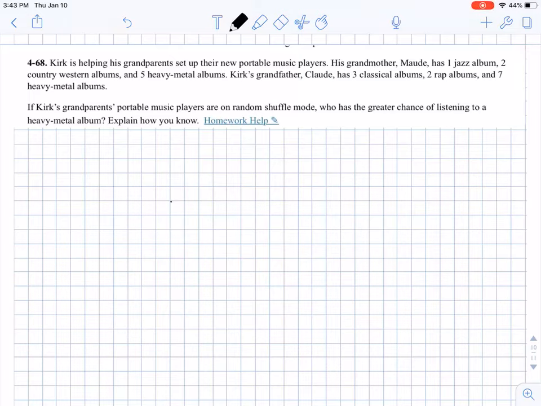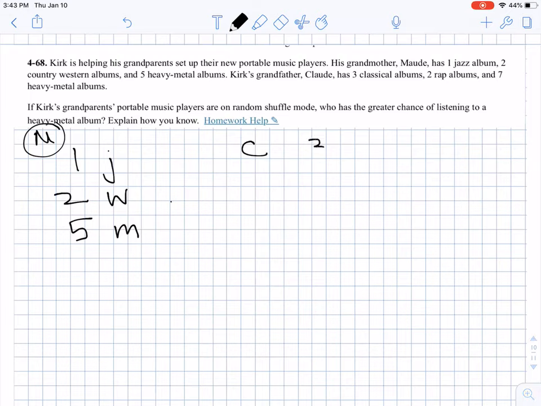Kirk is helping his grandparents set up their new portable music players. His grandmother Maud has one jazz album. I like to write this out. One jazz album, two Western albums, five metal albums. Kirk's father, oh, and these are Maud.